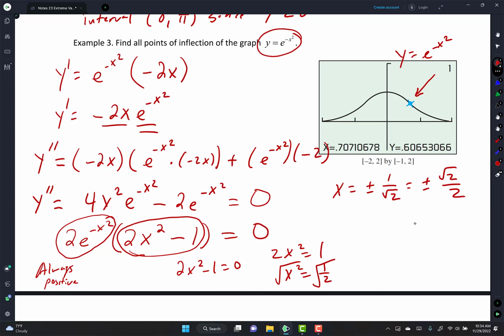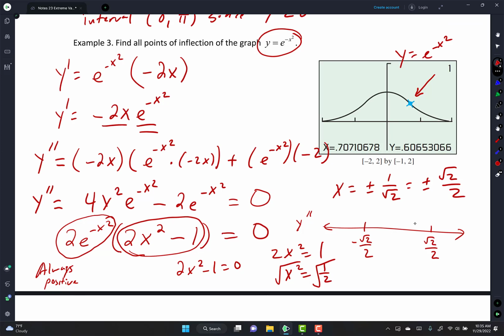Let's make sure that it definitely does change though. So here we go. I would have done this railroad track. I would have called this y prime prime. Those are my only critical points: negative square root of 2 over 2 and positive square root of 2 over 2. And I have to have a change. It needs to change signs. If it doesn't change signs, it's not a point of inflection.